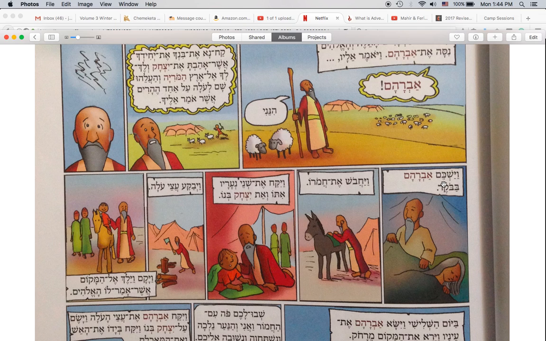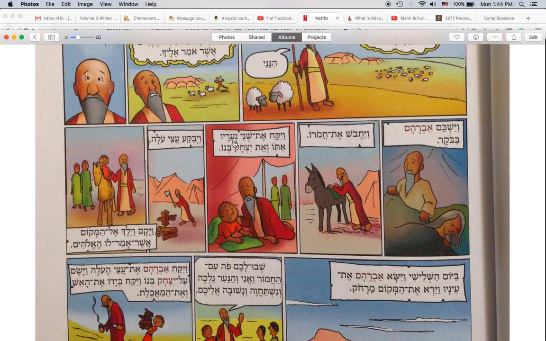And this woke himself up early. It's hifil, so it's causative, woke himself up. And it's early, really implied from this verb here that this is happening early in the morning. Vayachavosh et chamoro, and he saddled his donkey.